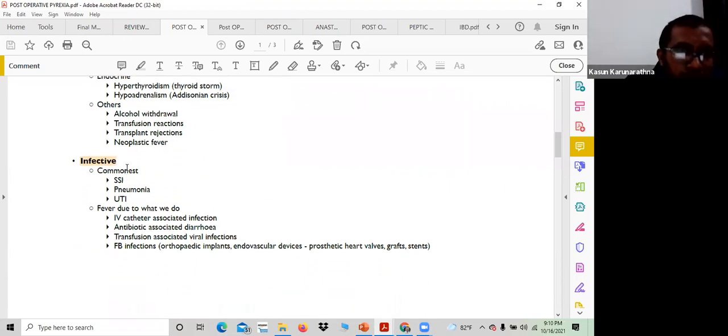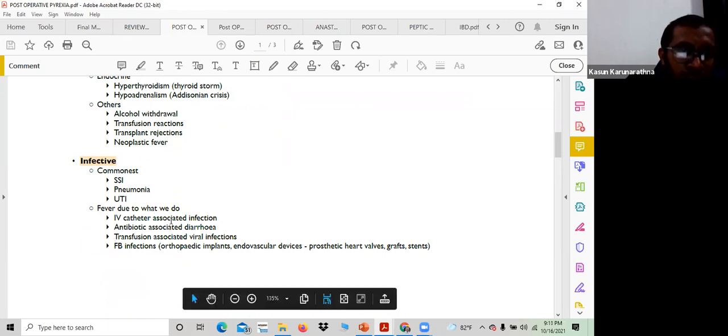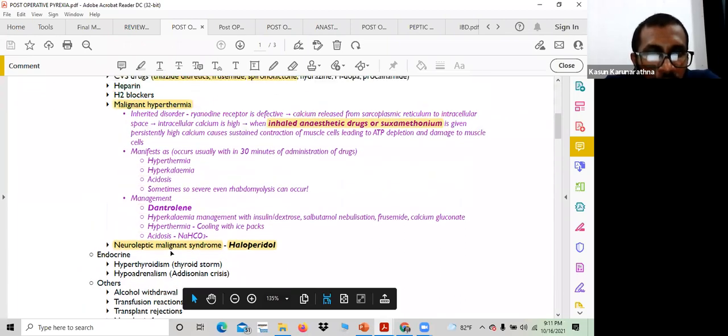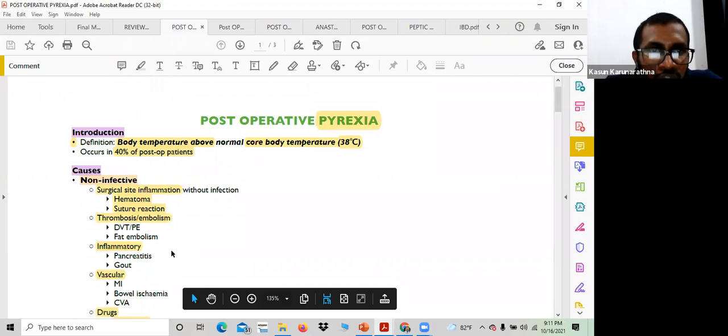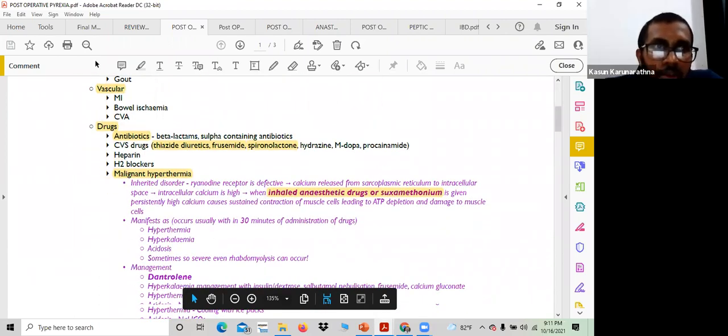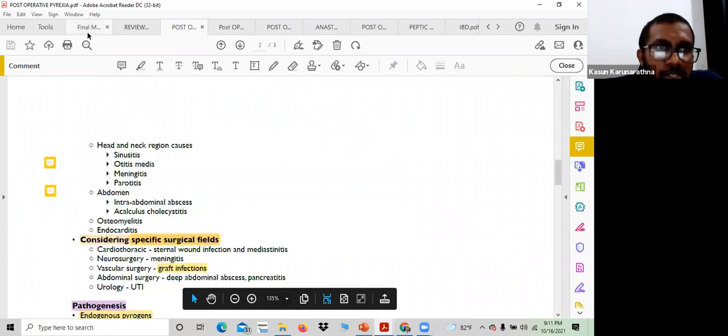Common infective causes are surgical site infection, pneumonia, and UTI. Again, it can be due to IV catheter-associated infections, antibiotic-associated diarrhea, transfusion-associated viral infection, and foreign body infections. So that is the major classification of causes which lead to post-operative pyrexia. Right, that is enough for the first question.